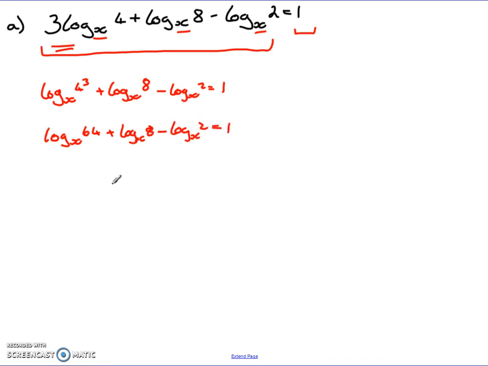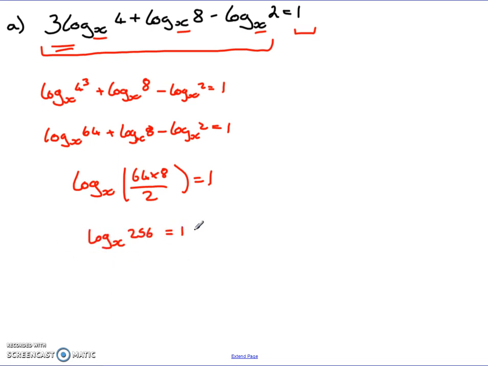So we can combine the left side now using our rules of logarithms. So we get log to the base x of 64 times 8 on the top, and the bottom is going to be divided by 2, and that equals 1. So 64 times 8 divided by 2, simplify it, and you get log to the base x of 256 equals 1. So now I've got log to the base x of 256 equals 1.